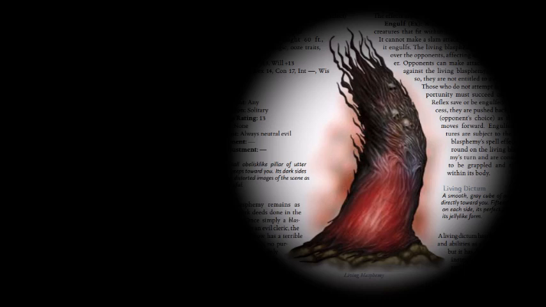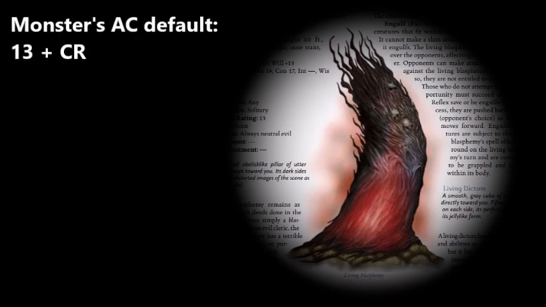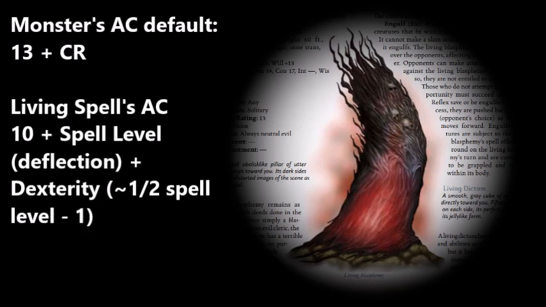Let's take a look. Armor class is the easiest to evaluate. In the monster creation section of the Monster Manual, it says that a monster's armor class should be equal to its challenge rating plus 13. A Living Spell's armor class, on the other hand, is equal to 10 plus its spell level, plus its dexterity modifier, which is equal to roughly -1, plus half its spell level.